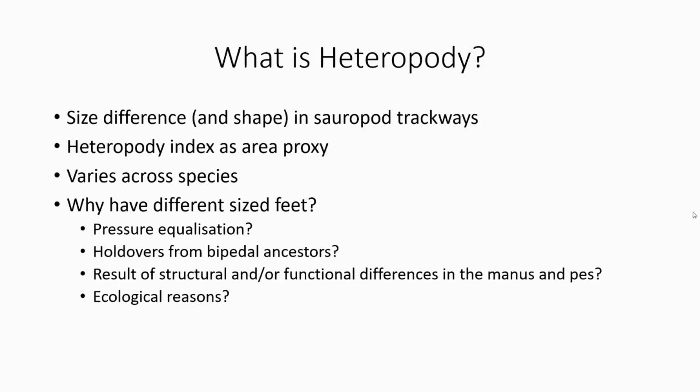And this possibly combines with the result of structural and functional differences in the manus and pes. Maybe they're just different structures. Maybe they've worked out different solutions to the same problem of supporting the huge mass of sauropod bodies. Perhaps they're there for different functions. Perhaps they offset it in different ways. Whole lot of questions, whole lot of possibilities, but we're going to be focusing on pressure equalization.